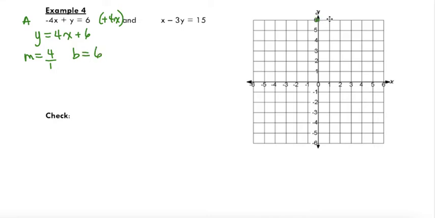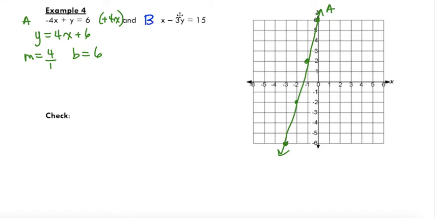Again, I'm going to plot that y-intercept at 6 here. Normally, I would go up 4 and to the right 1, but I can't. I'm going to run out of my grid, so I'm going to go down 4 and over to the left 1, down 4, over to the left 1, down 4, and over to the left 1. And I'm going to connect those using a straight line. And I'm going to label this line A. On that same Cartesian plane, I'm going to label line B.